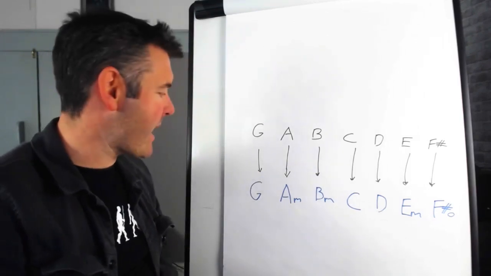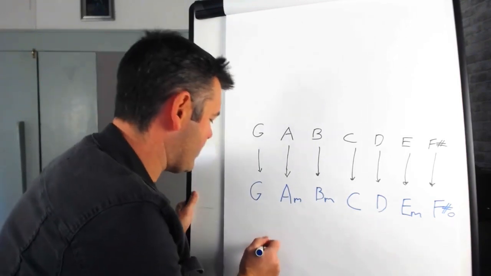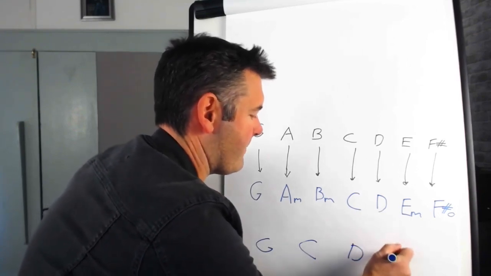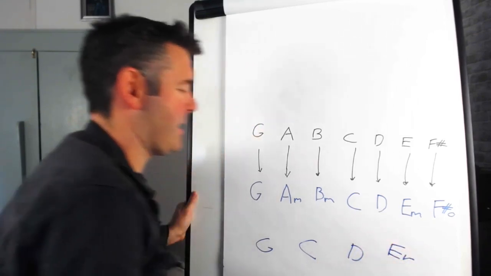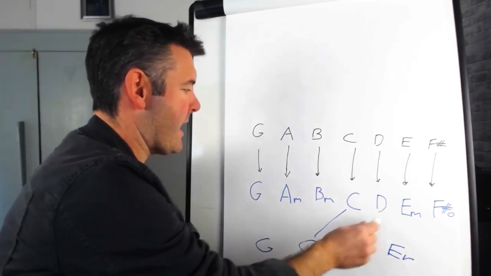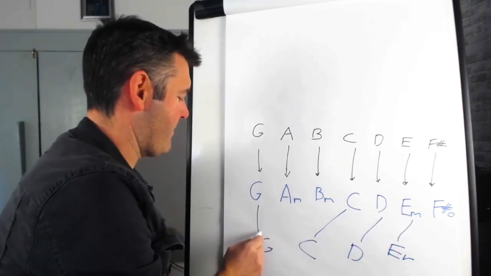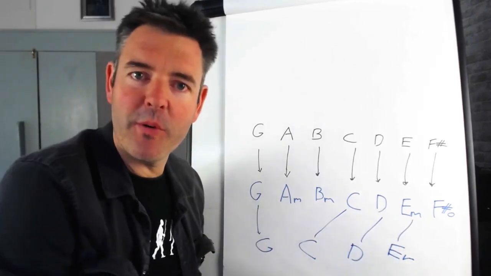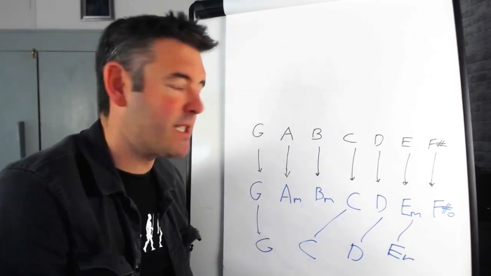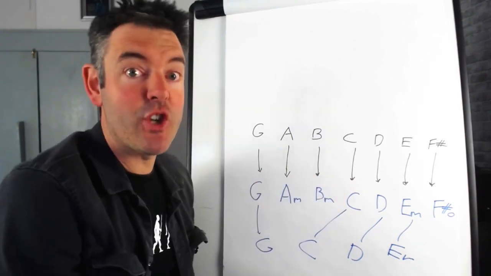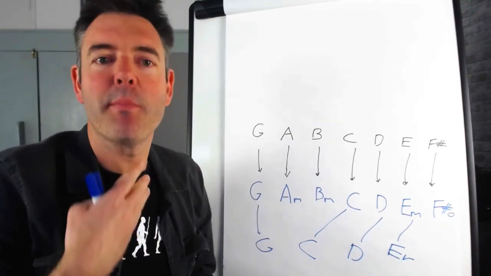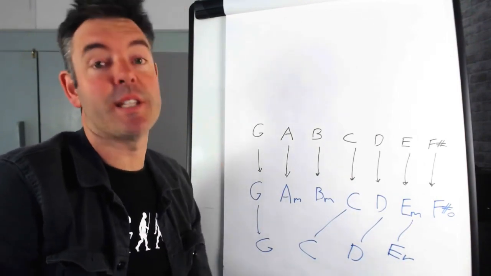Let's take an example. Say I had a chord sequence that was going G, C, D, E minor. Okay, so it's G, C, D, E minor. All those chords are in our G major chord family. And because they all come from the chord family, what we can actually do is compose music over the top of that chord sequence using the notes in the G major scale. We could play a solo over the top using the notes in the G major scale. Someone could sing a melody over the top using the notes in the G major scale.